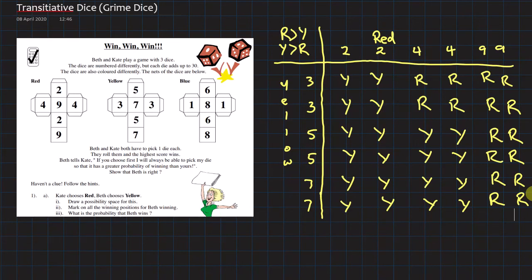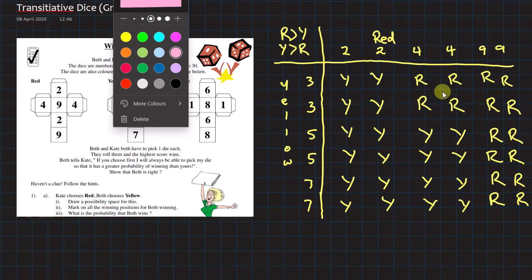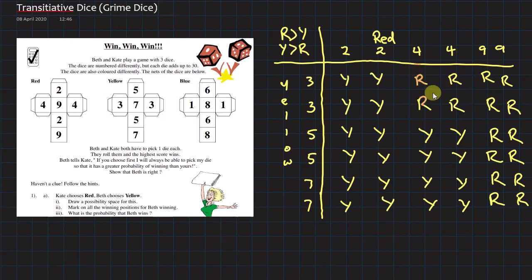So I've completed the table, and when you look at the table and think about it, red wins in these areas at the top. Should be colouring it. It doesn't colour very well, so I'll just draw a box around them. So the red wins these areas. That's 4. That's 10, 16 times. So the probability that red wins is 16 out of 36.